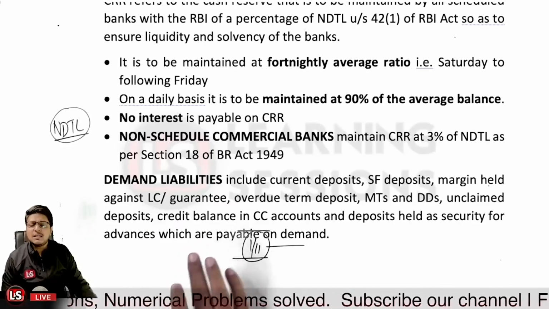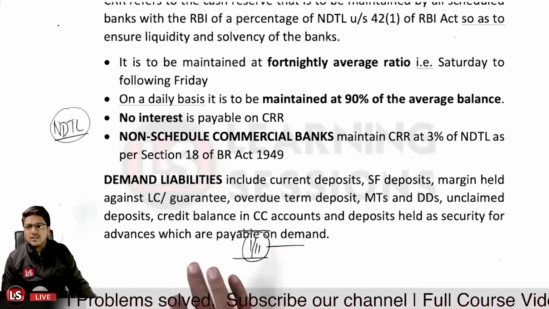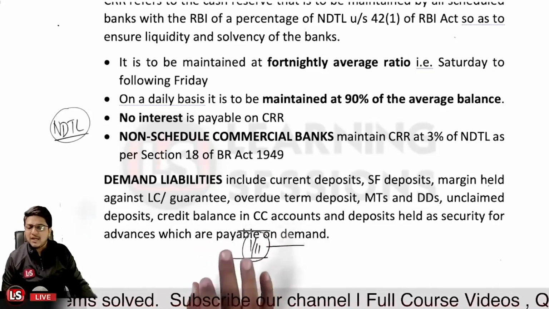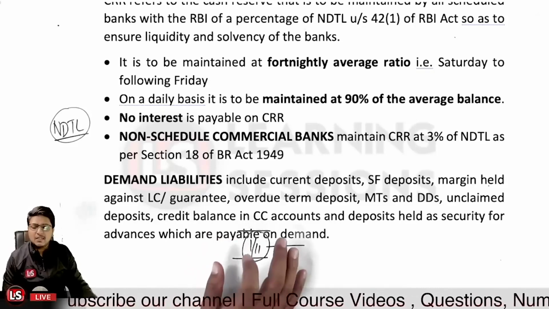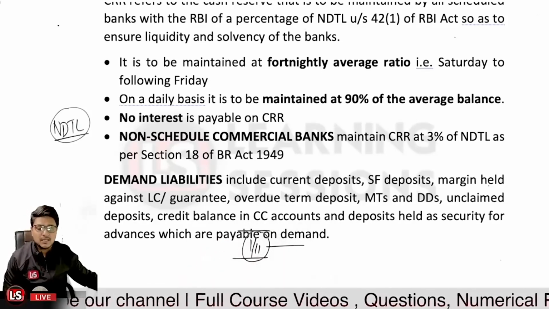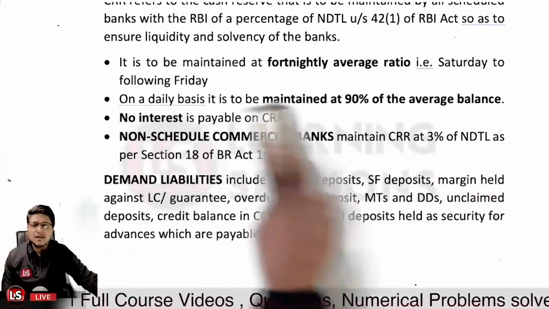FDR is not a demand liability. Even if there is an embedded option available that you can take a premature payment, those are not covered under the demand liabilities. Those are covered under the term liabilities. Only in the case of overdue term deposits do we take them as demand liabilities.